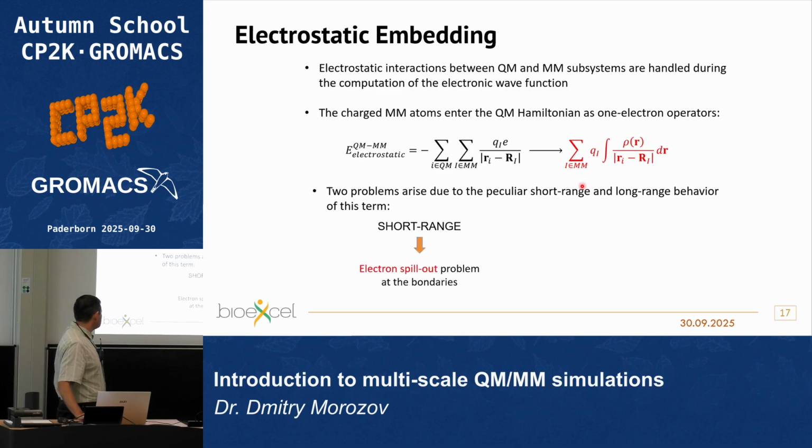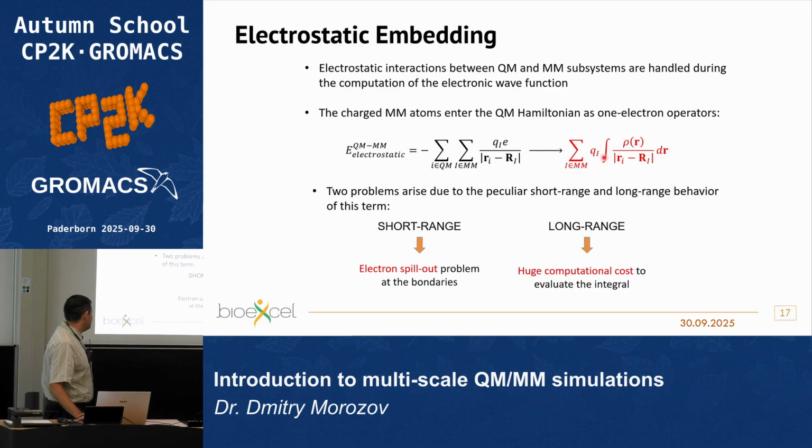So the short-range part, which is represented here, also has other problems. I will show on the next slide what is called electron spill-out. And the long-range part, if you want to do it exactly with exact methods like Ewald summation for periodic systems, is really huge in cost. It can eat the whole advantage of using QM/MM just because of this.